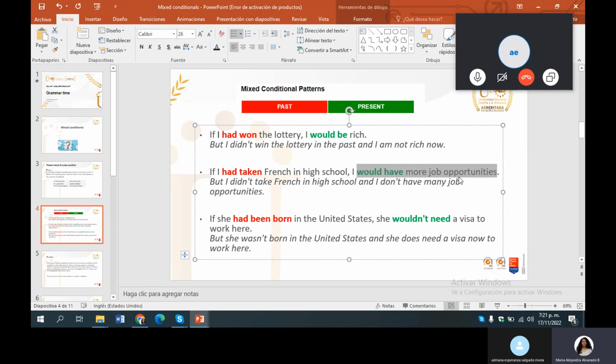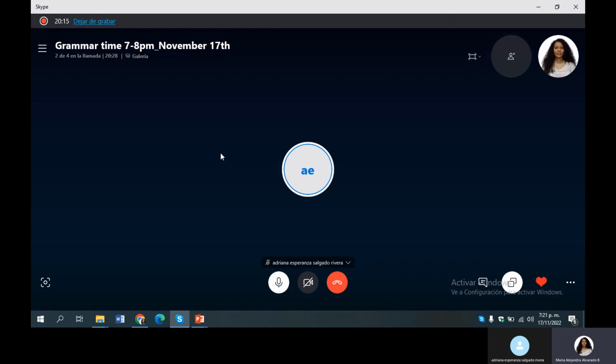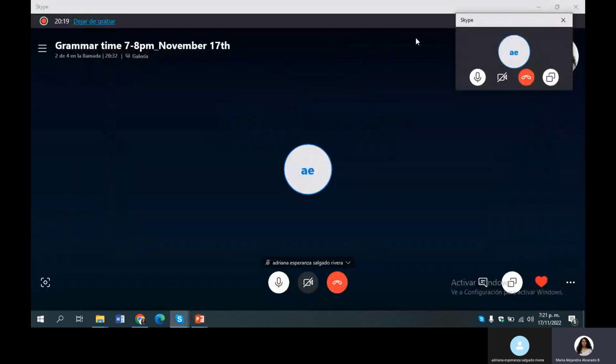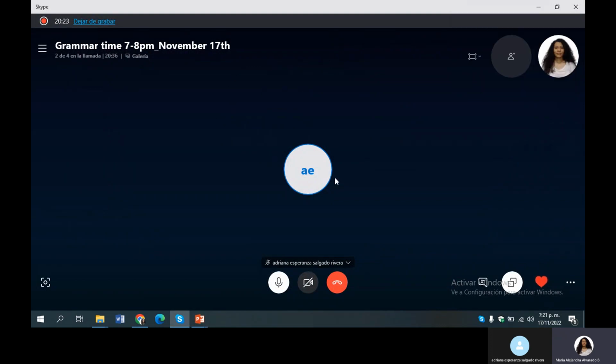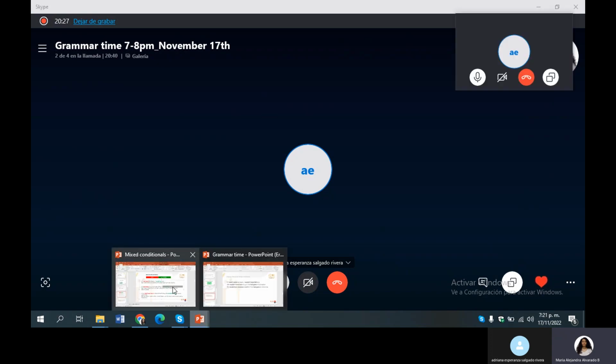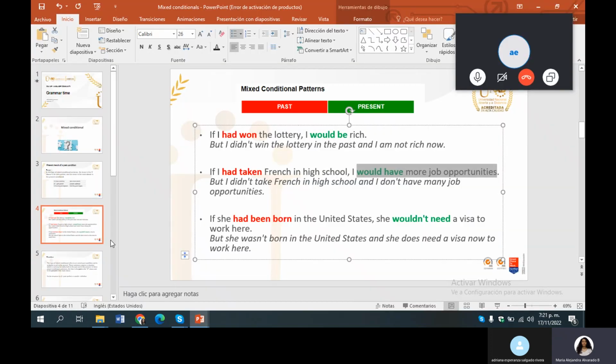Is it clear until this point? Yes, yes, teacher, it's clear. Perfect. Let me see. Oh, there was another student enrolled in this lesson, in this section, but he hasn't joined. Okay.